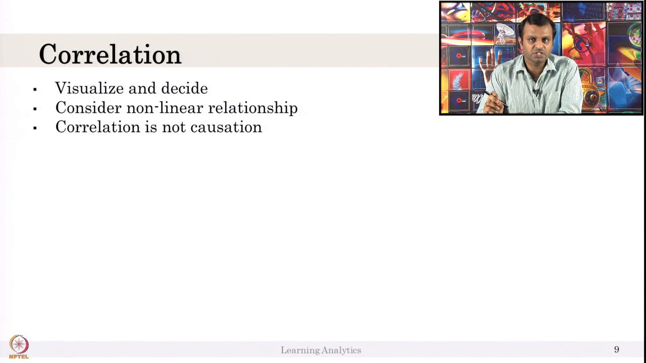Most important, correlation is not causation. Correlation indicates just the relationship between x and y. If x increases, is y also increasing or decreasing? That is what correlation indicates. Never use correlation as causation. It never tells that y increases because x increases. No, there is a correlation between these two variables, but it never tells causation. So never use correlation coefficient values to prove causation in your theory. Okay.